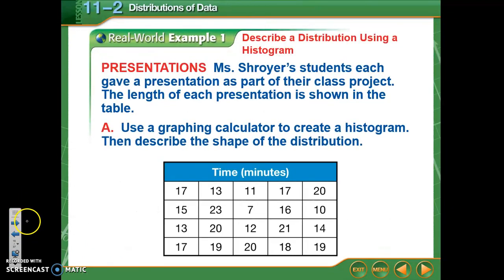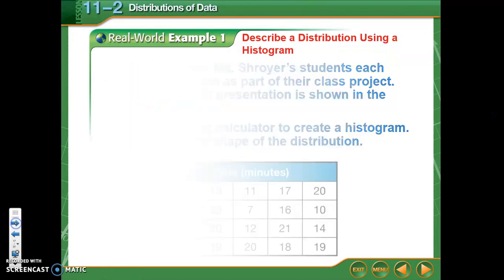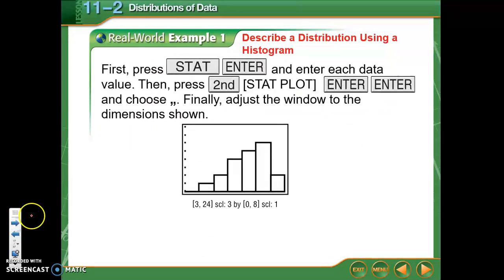All right, so let's take a look at this example. Here we're going to describe a distribution using a histogram. Mr. Schroyer's students each gave a presentation as part of their class project, and here in this table we have the length of each presentation. We're going to be using a graphing calculator to create a histogram, then describe the shape of the distribution. We'll focus a little more on the graphing calculator part in class. I'll give you instructions on how to do it with the Inspire. But when you get your histogram, it will look something like this.